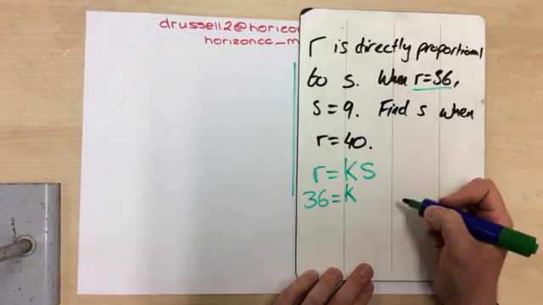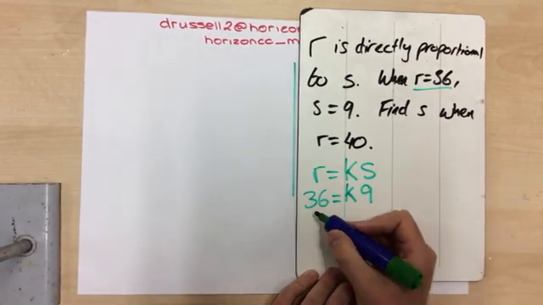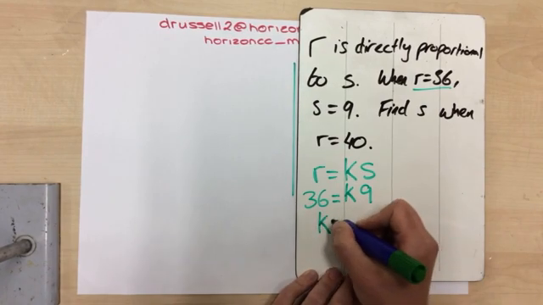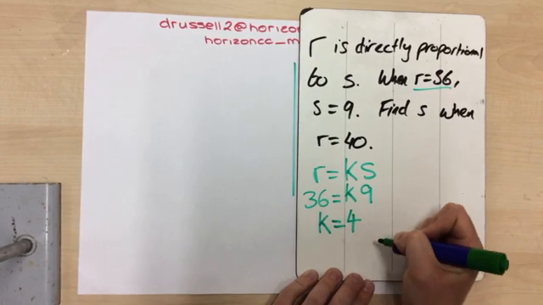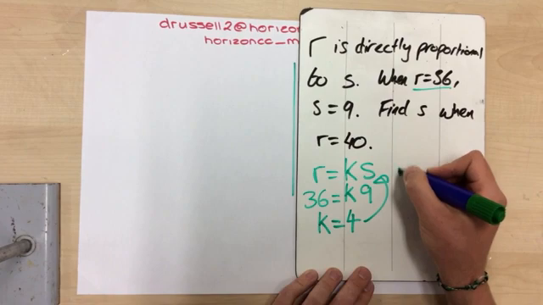We must find that. We are told that S is worth 9. So 36 is K lots of 9. So what number am I multiplying 9 by to get me 36? Well, it is 4.